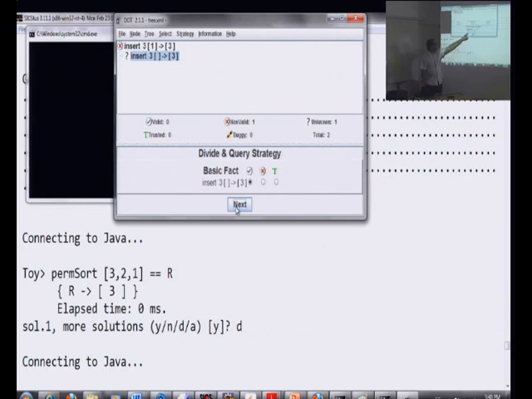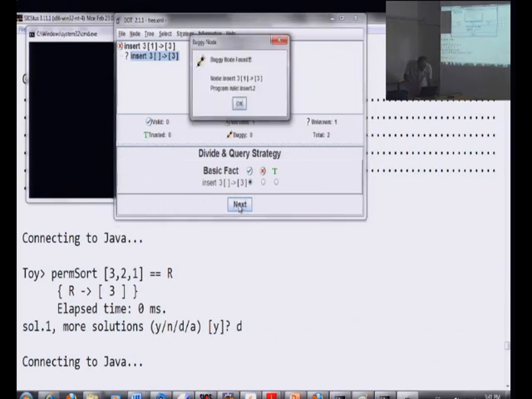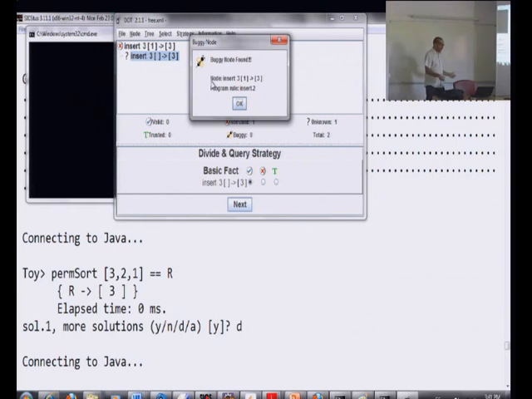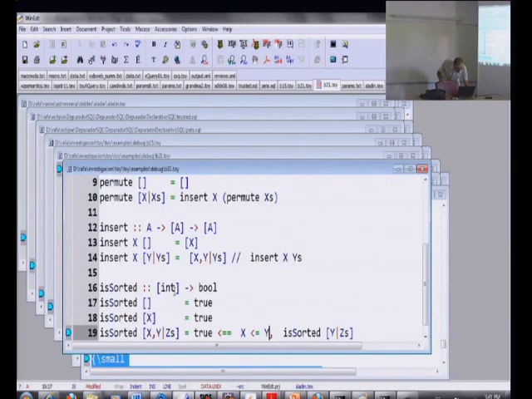And finally, insert 3 in the empty list returns the list with 3. Yes, this is true. So we say this is true, and it says that insert is wrong. The function insert is wrong. In particular, the second rule of function insert has produced a wrong bugging code. So we can go back to insert and check that insert has some error.